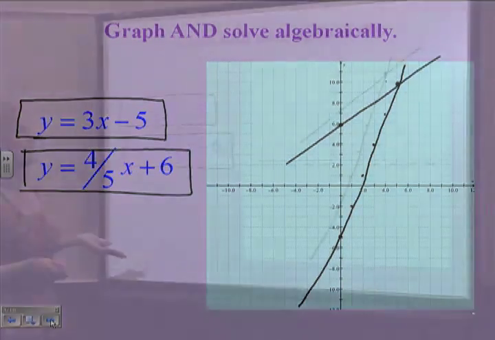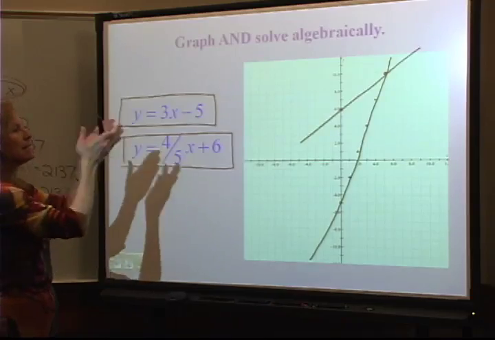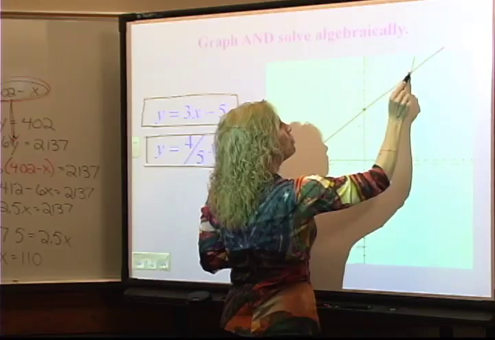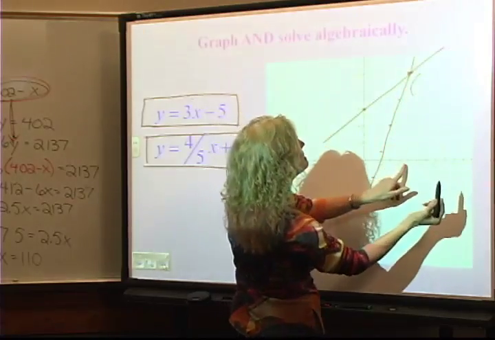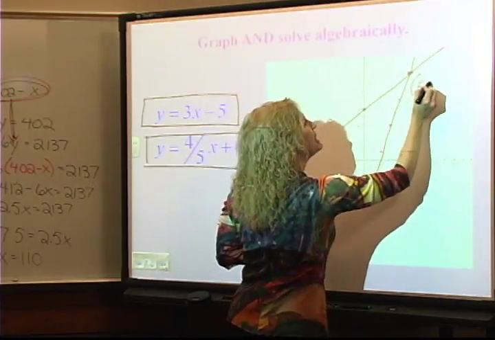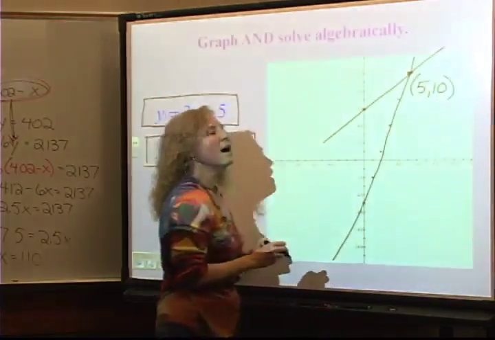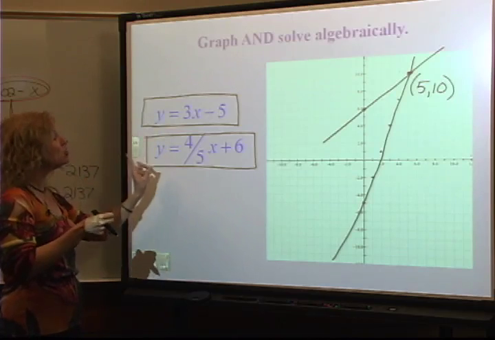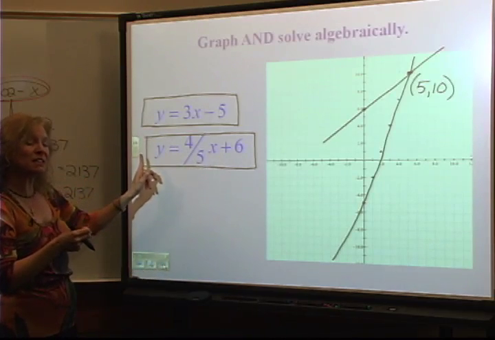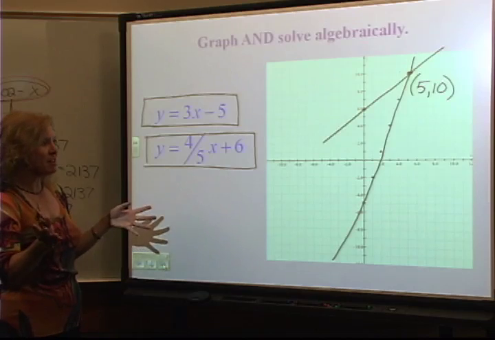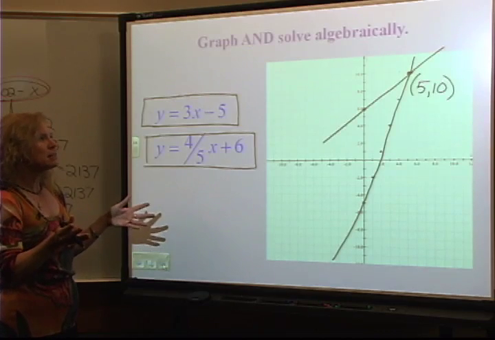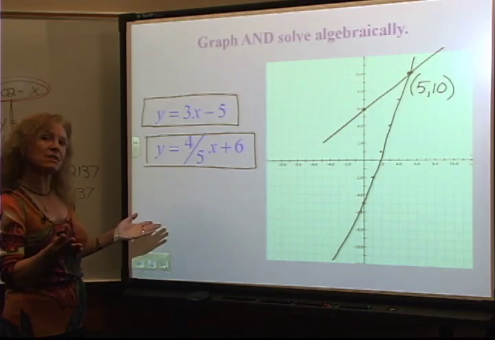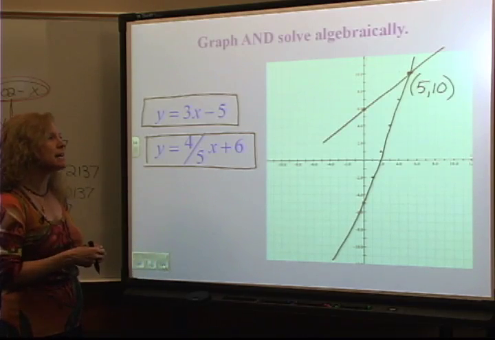Now, what does that mean? What does that graph tell me? The graph tells me that right here at the point of intersection, which happens to be (5, 10), (5, 10) should be a solution of this equation. It should also be a solution of this equation. It takes you just a moment to verify that, and then you realize, well, yes, that is the solution, (5, 10). X is 5, y is 10.